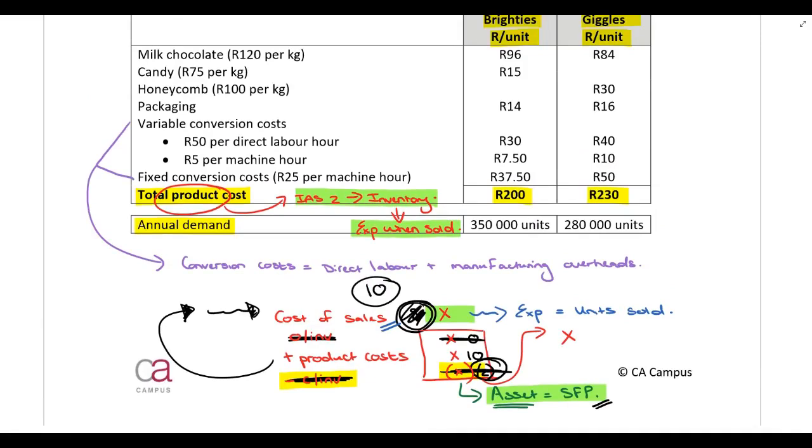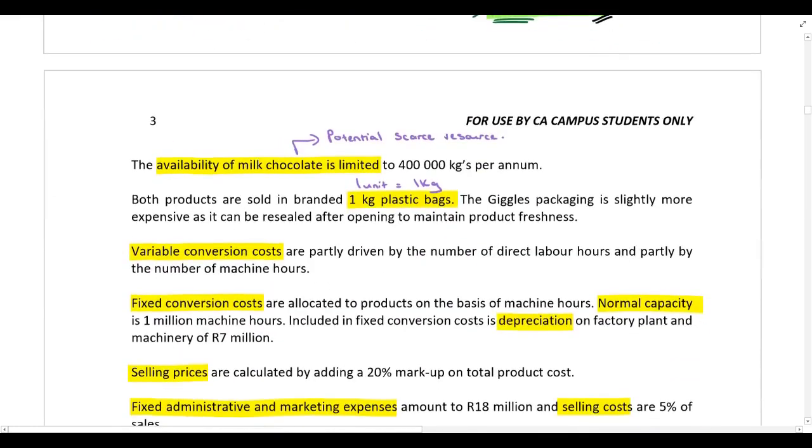So when we calculate the break-even point, we will include the cost of milk chocolate, candy, honeycomb, packaging, as well as fixed and variable conversion costs, because all of the product costs will be expensed in the period incurred because we assume that production is equal to sales. So there's no opening or closing inventory, so the full product cost is expensed. The full product cost affects profit or loss, so the full product cost must be taken into account in the calculation of the break-even point. All right, let's see what other costs we have.